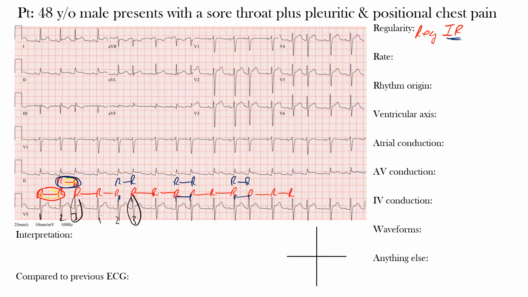Okay, so that third beat is pretty much coming sooner in each one of these. And because of that, you can start to see right there a regularly irregular rhythm. Okay, so that's important to know. All right, so now let's move on to the heart rate.